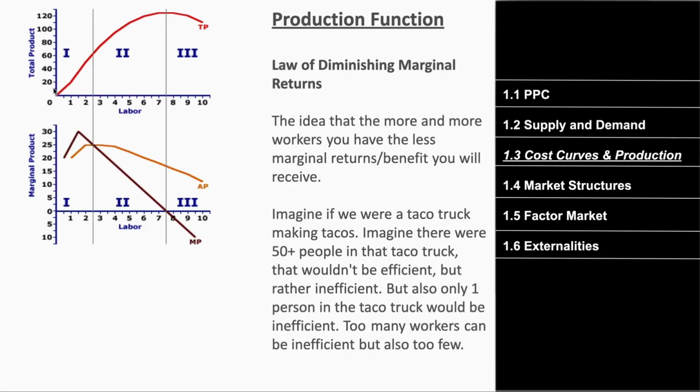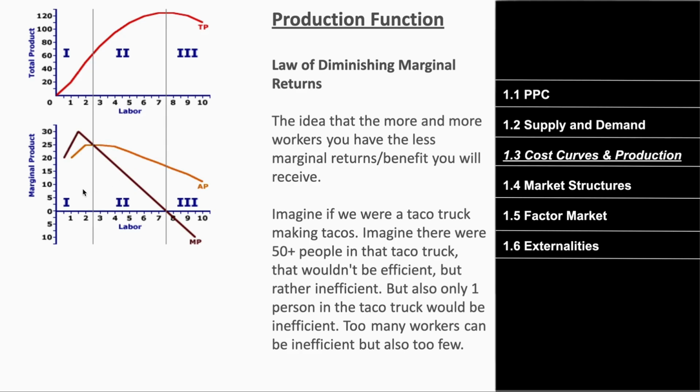This one shows the amount of total product you can make. So there's 3 main stages. First, it's increasing rapidly. It's really low, but it's increasing rapidly. Second, it's increasing, but it's slowing down. And then third, it's starting to decrease.